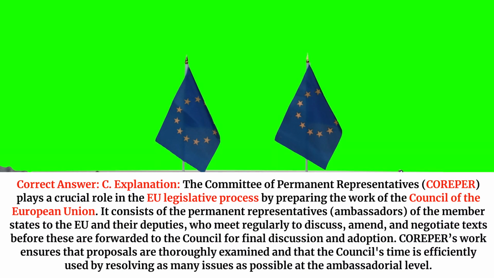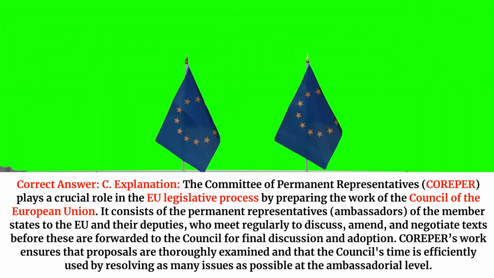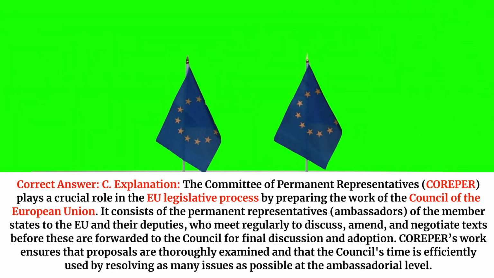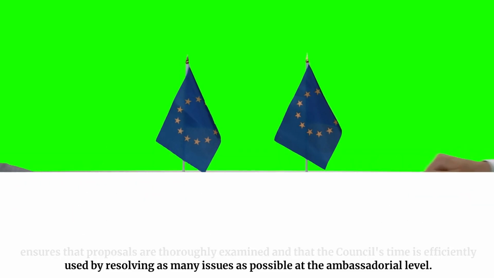Correct answer, C. Explanation. The Committee of Permanent Representatives, COREPER, plays a crucial role in the EU legislative process by preparing the work of the Council of the European Union. It consists of the permanent representatives, ambassadors, of the member states to the EU and their deputies, who meet regularly to discuss, amend, and negotiate texts before these are forwarded to the Council for final discussion and adoption. COREPER's work ensures that proposals are thoroughly examined and that the Council's time is efficiently used by resolving as many issues as possible at the ambassadorial level.